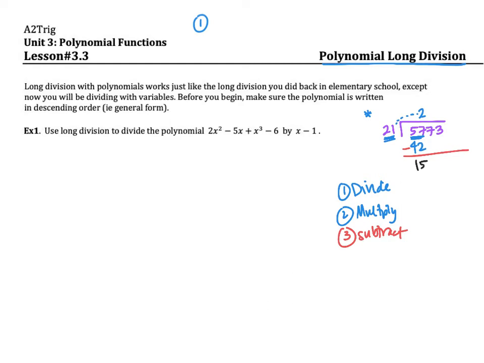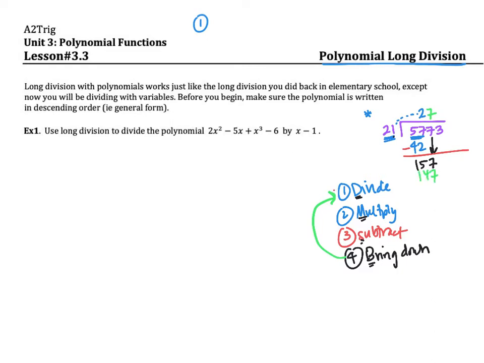Right, now what do I do? 21 doesn't divide into 15. So I have to bring down the next digit, which is the 7. So step number 4 is to bring down the next digit. And I go back and repeat the same process over again. So 21 divides into 157 how many times? Well, I'm thinking 7 in my head, because 7 times 20 is 140, and then we add the 7, so it's 147, right?